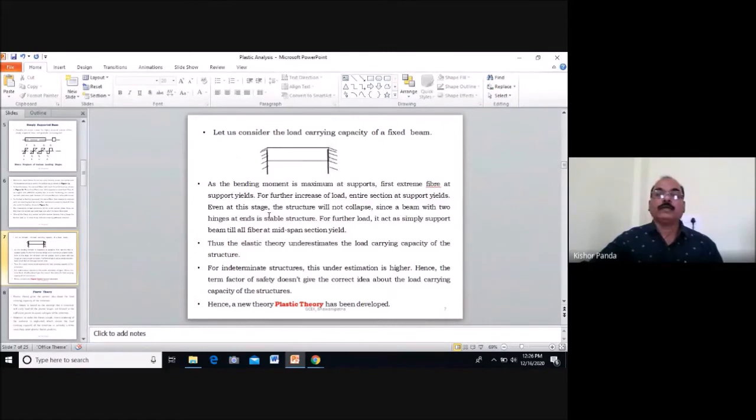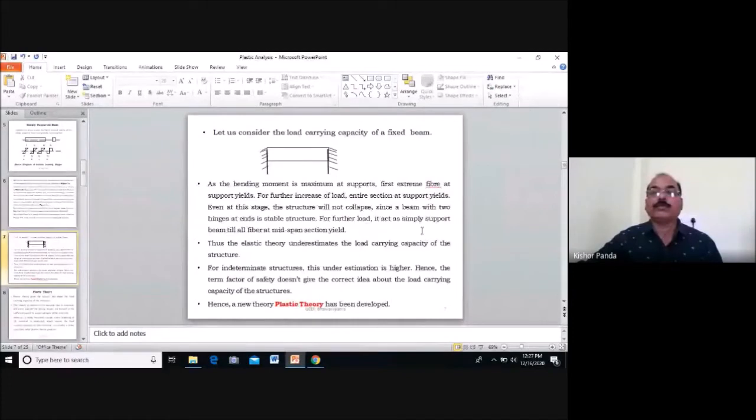Even at this stage, the structure will not collapse. When yielding of the support takes place in a fixed beam, there is no collapse of the structure. After yielding of the total section, hinge formation takes place at the fixed end, and due to the hinges at the ends the structure still remains stable. For further load, it acts as a simply supported beam.